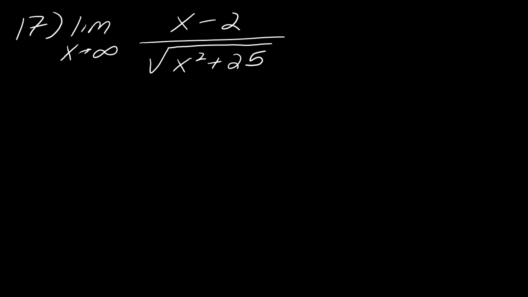Okay, so for 17 here, I have the limit as x approaches infinity of x minus 2 over the square root of x squared plus 25. So the thing here is that we have a limit at infinity. And really, this is like a rational expression. It's just got that square root in there.